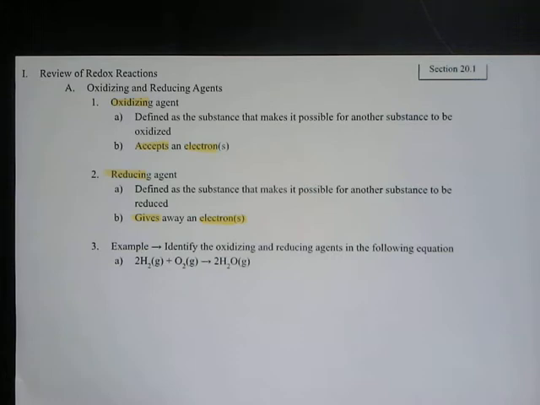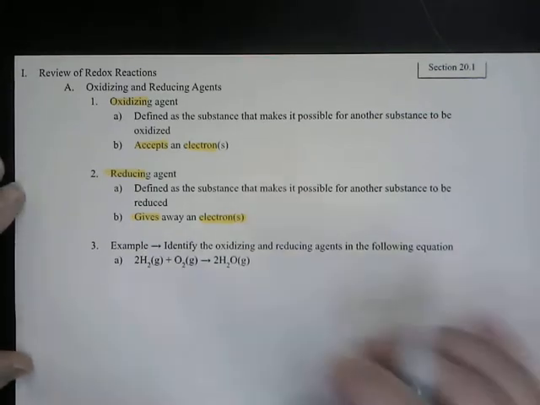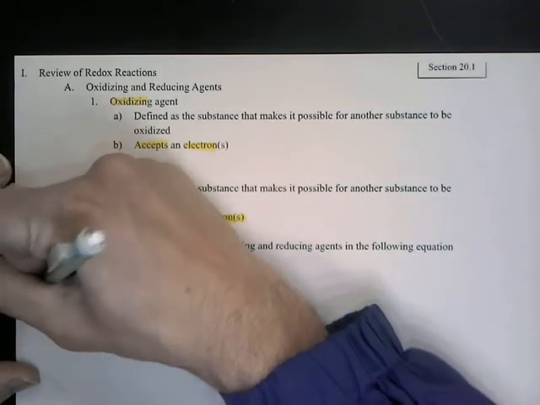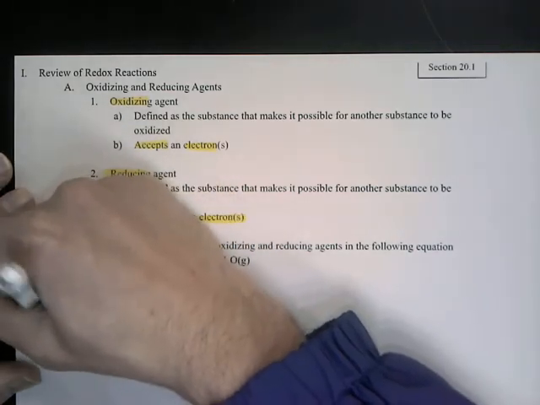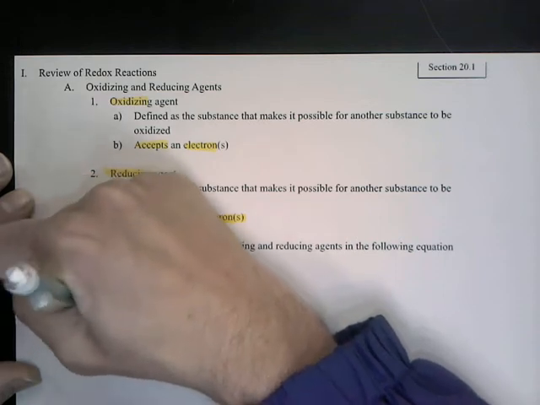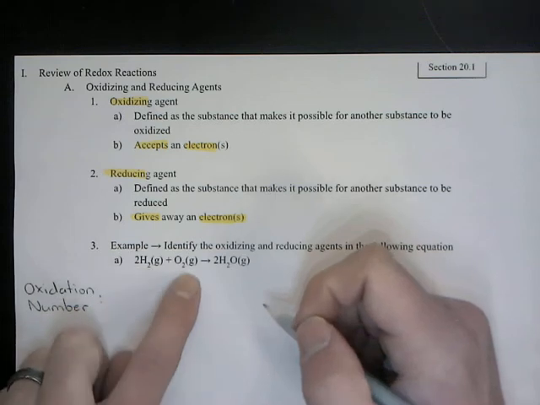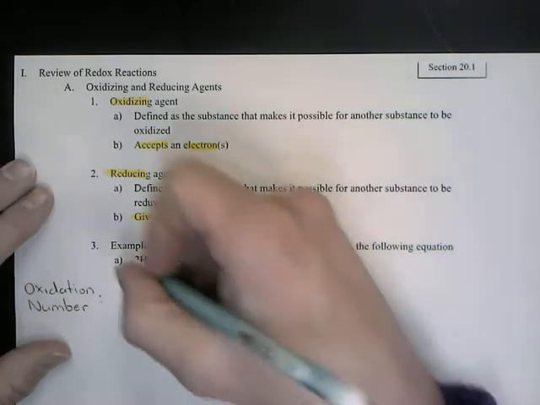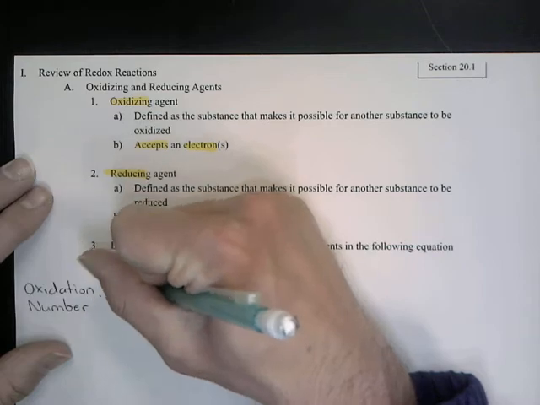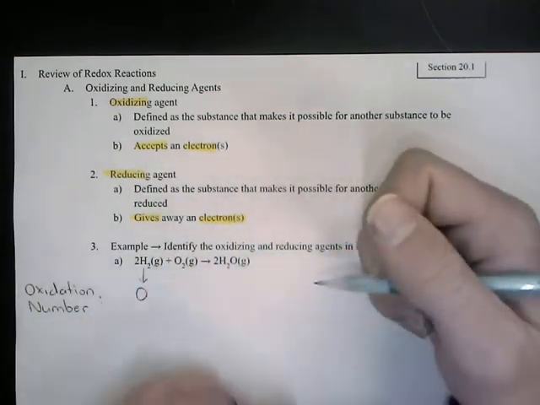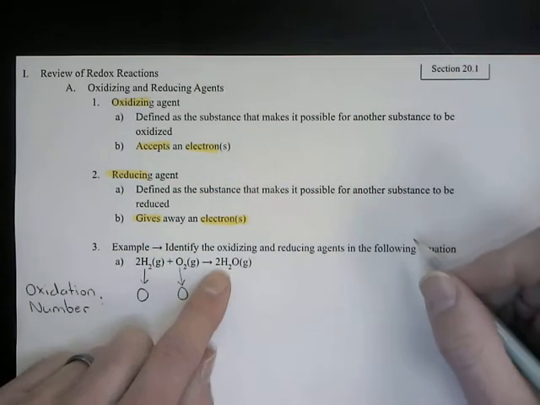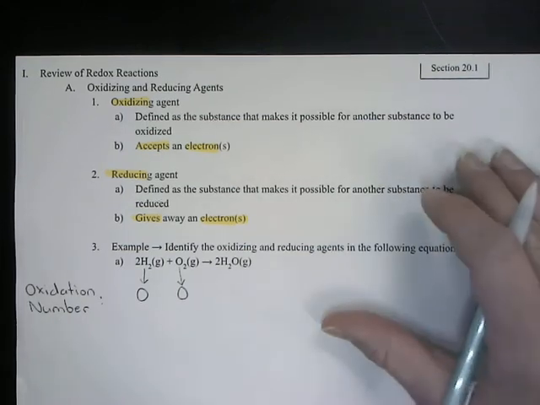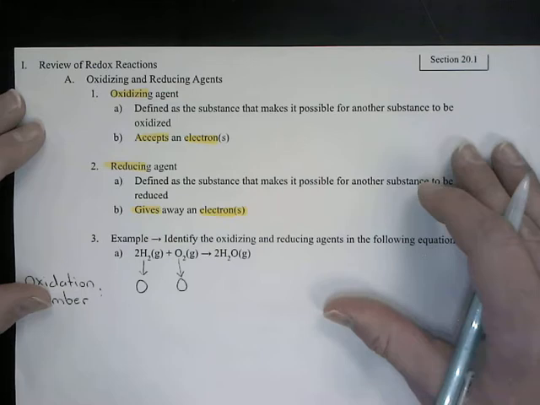Okay, so what we need to find out is the oxidation number of each substance. So what I'm going to write down below this equation here is the oxidation number of each substance. For elements in their natural state, like H2, the oxidation number would be 0. Now for O2, it's also in its natural state, so initially here the oxidation number is 0.